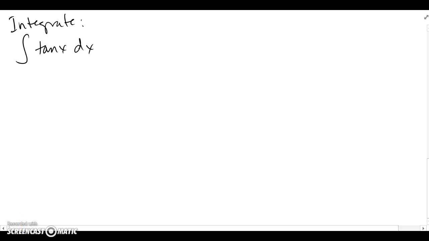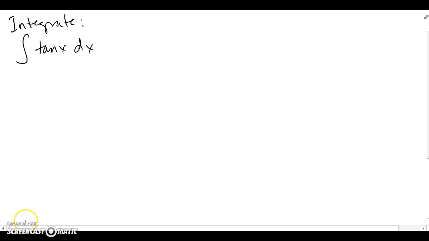Okay, let's integrate tangent of x. And though it looks quite harmless, and it seems like we should already know this, it actually doesn't come from the list of the basics we know from before. What we do know about tangent is its derivative.